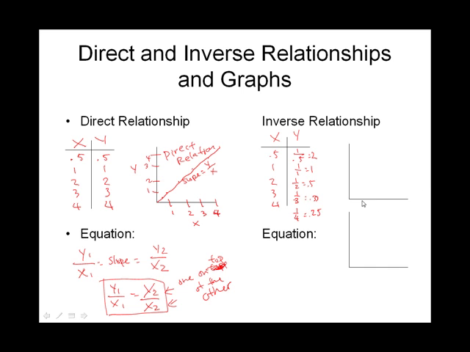So now if I were to graph this, I have 1, 2, 3, 4 on the y-axis, and 1, 2, 3, 4 on the x-axis. My 0.5 on the x would equal 2. 1 would be 1. Sorry, 1 will be 1. 2 will be 0.5. 3 will be 0.33. 4 will be 0.25.